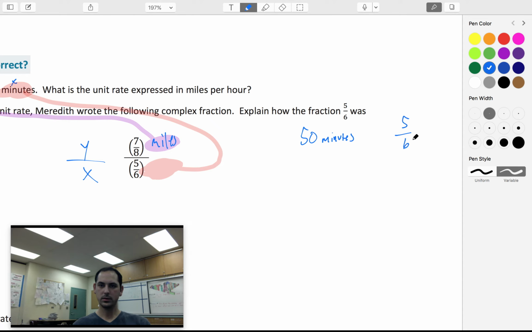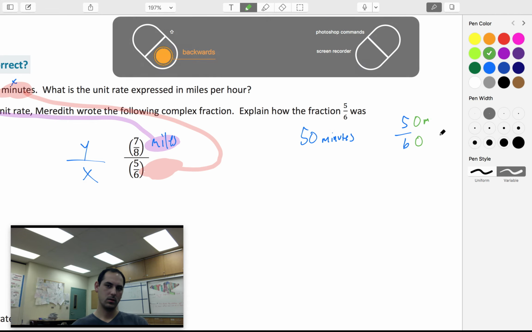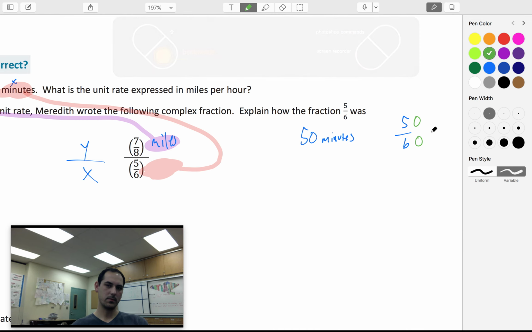Then we have 5/6. How could I make that 5 of 50? Well, I could put a 0. If I put a 0 there, I need to put a 0 on the bottom. But now it's 50/60. Where do you see 60 in a unit of time? Well, I see it in seconds, so 60 seconds. Do I see 60 minutes? Yeah. And 50 was minutes. So if I have minutes here and minutes here, what is 5/6 representing? Think about it for a second.